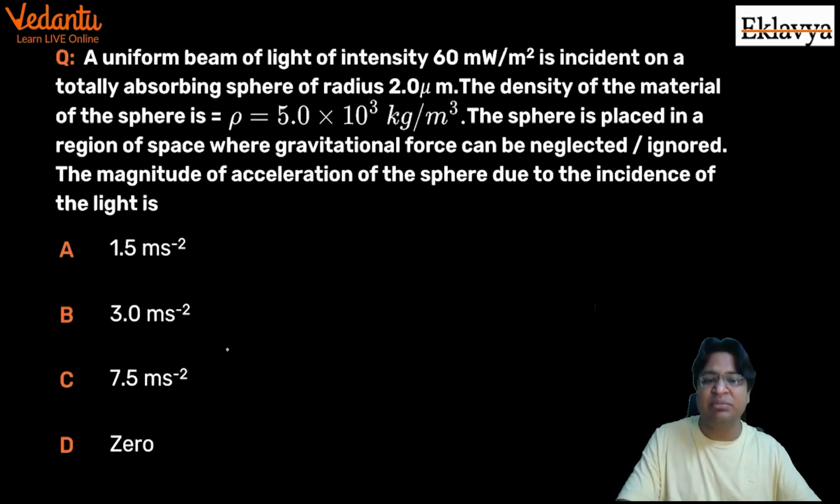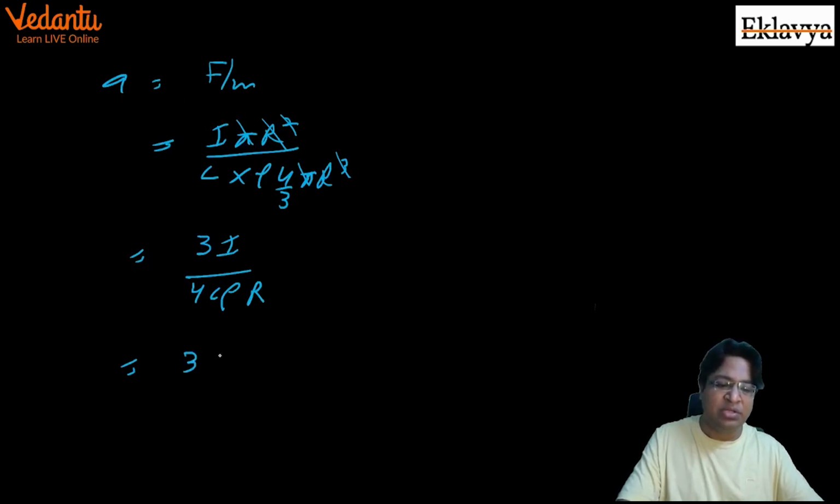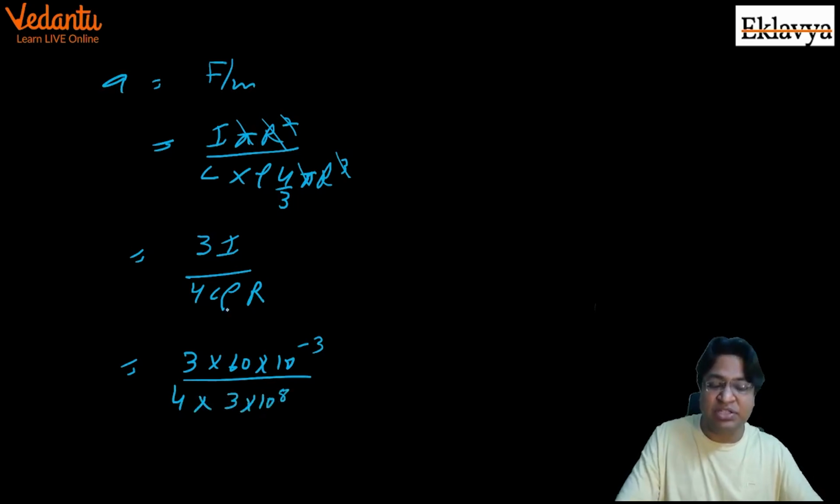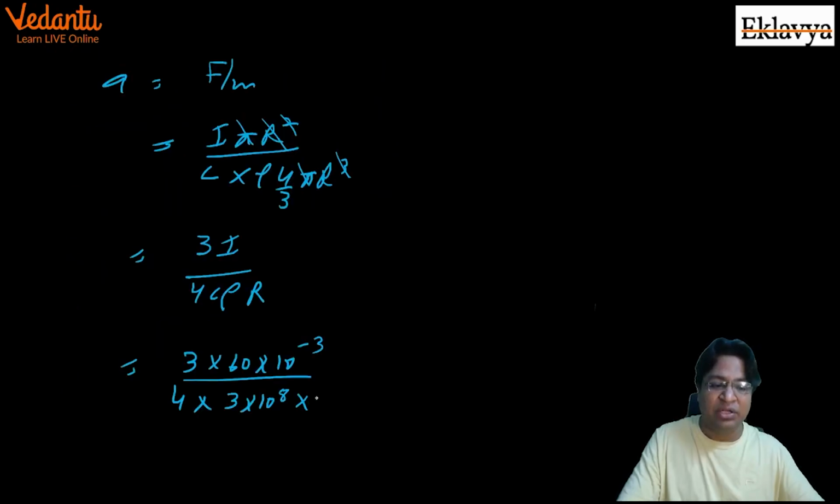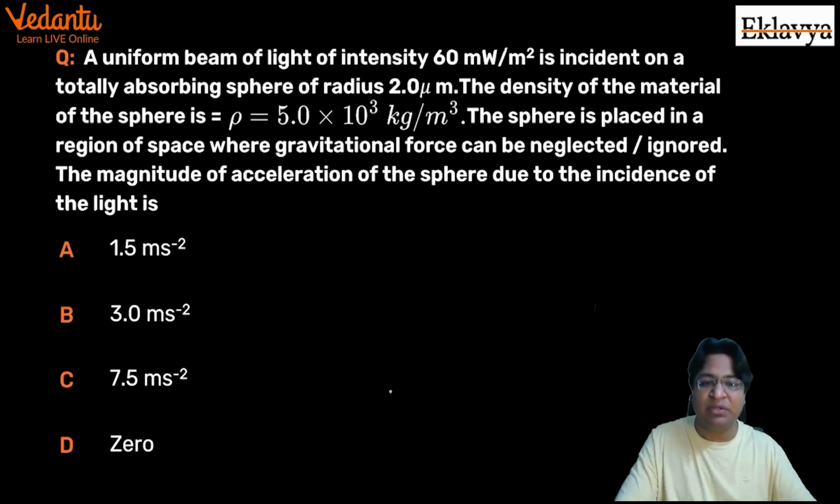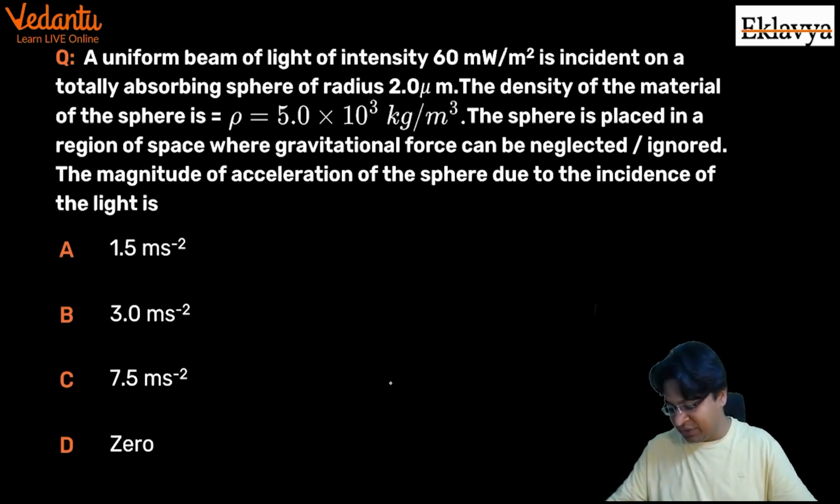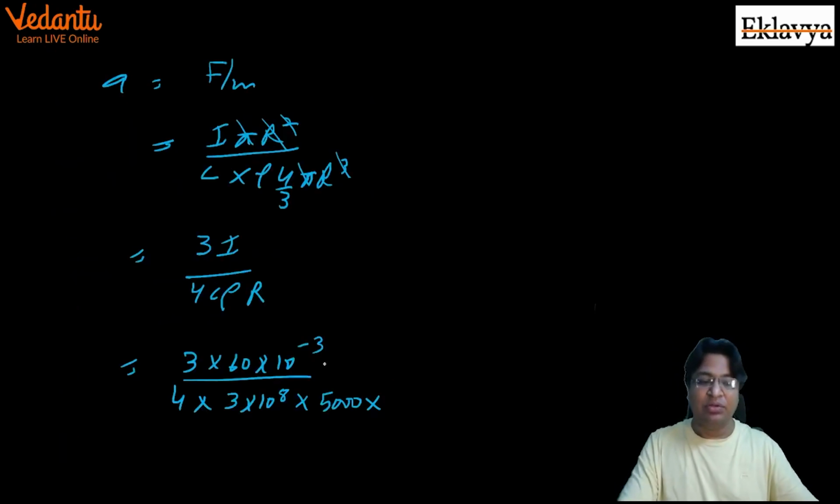I is 60 milliwatt. So 3 into 60 into 10 raised to power minus 3. Then 4 into C. C is 3 into 10 raised to power 8 meter per second, the speed of light, into the density. Density is 5,000, and then the radius of the sphere was 2 micrometer. I did not check the values with the PDF. Let me just confirm before I proceed. Yeah, everything is okay. So the radius is 2 into 10 raised to power minus 6.